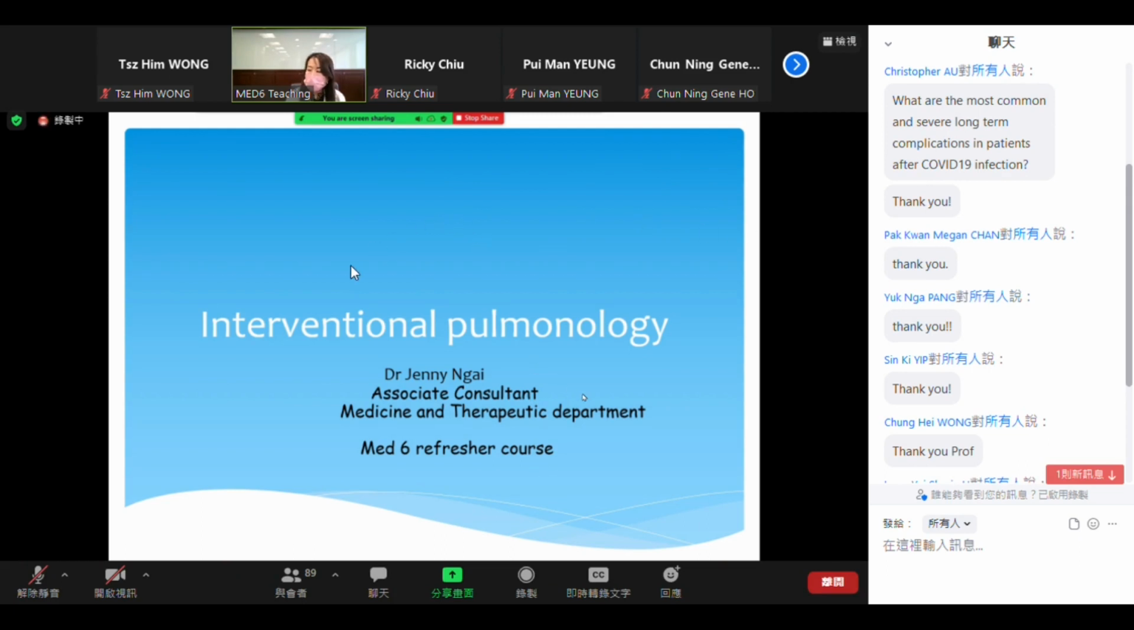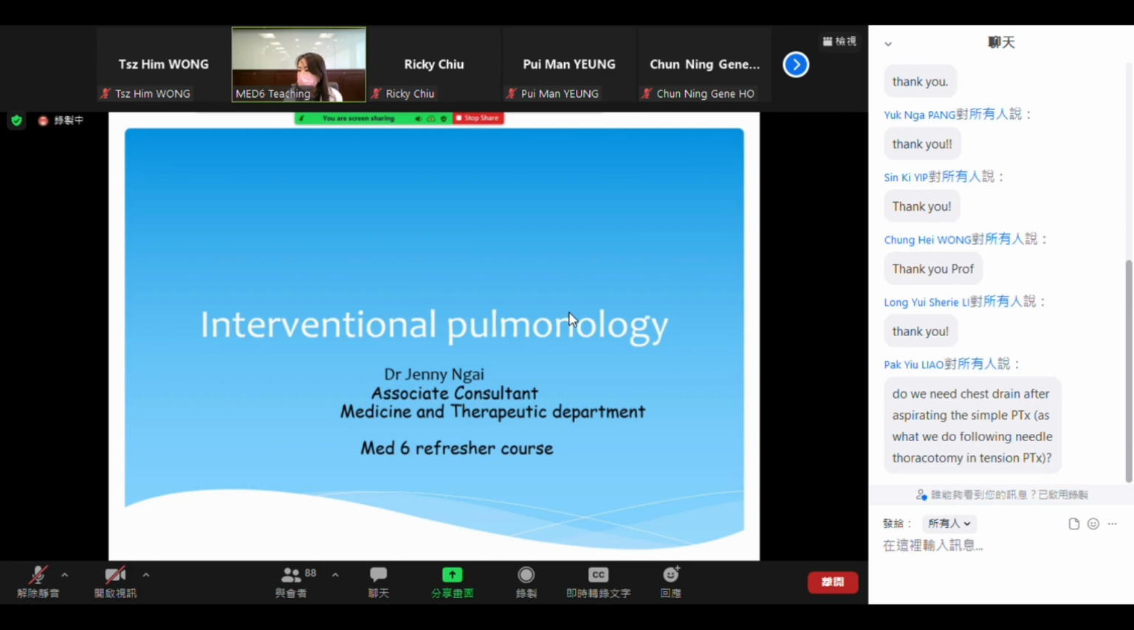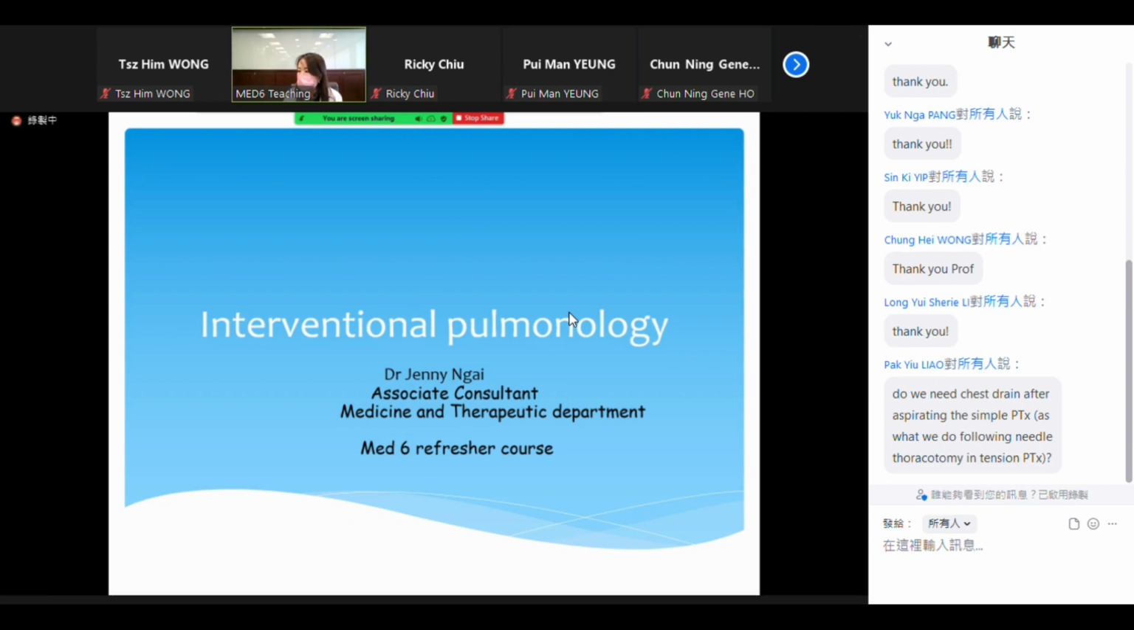There's some question coming up. The first question is, do we need a chest drain after aspirating a simple pneumothorax, as what we do following needle thoracostomy? For pneumothorax, we classify it as primary or secondary. I presume you are asking about primary pneumothorax, right? If the simple aspiration is a success in primary pneumothorax, that means the lung is fully expanded after you aspirate the air.